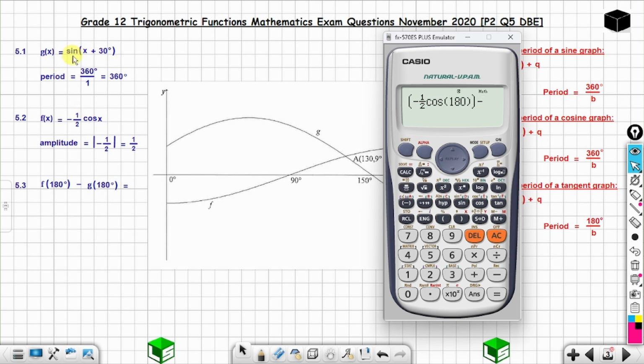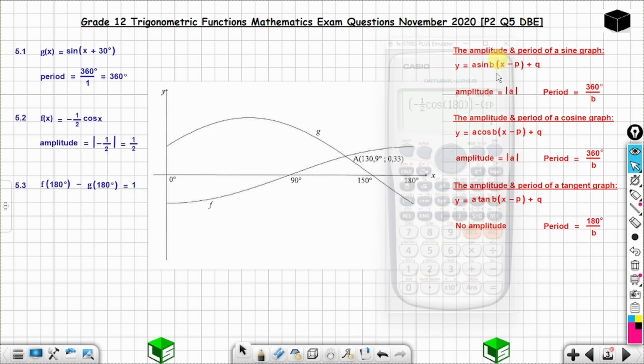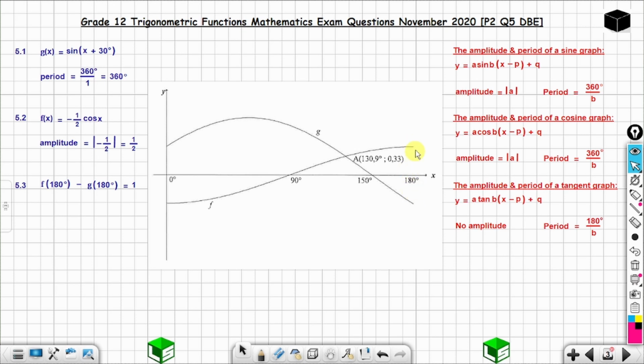So this is g. Let me close everything inside the bracket. Sine of this x, I'm going to plug 180 wherever I have x, plus 30. I close this bracket and I close this bracket. Now I'm going to have 1. So this distance is equal to 1 unit when x is equal to 180.